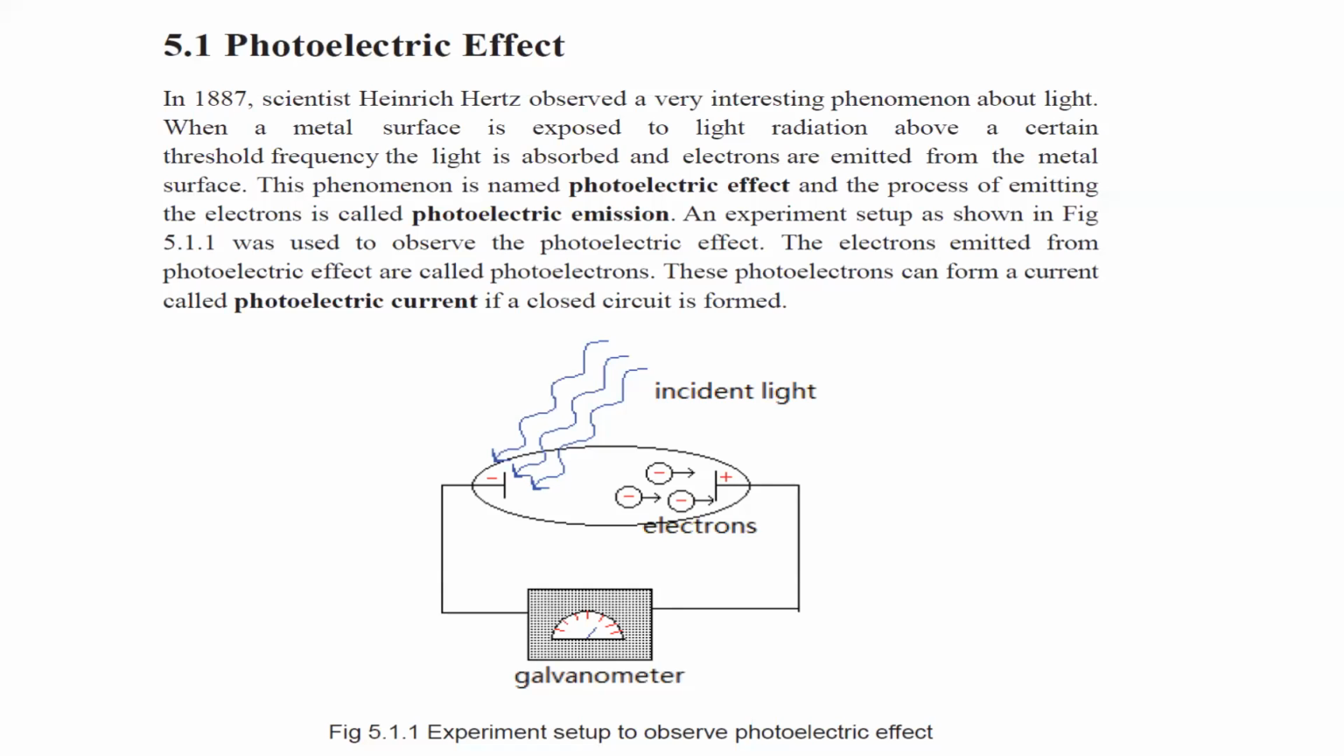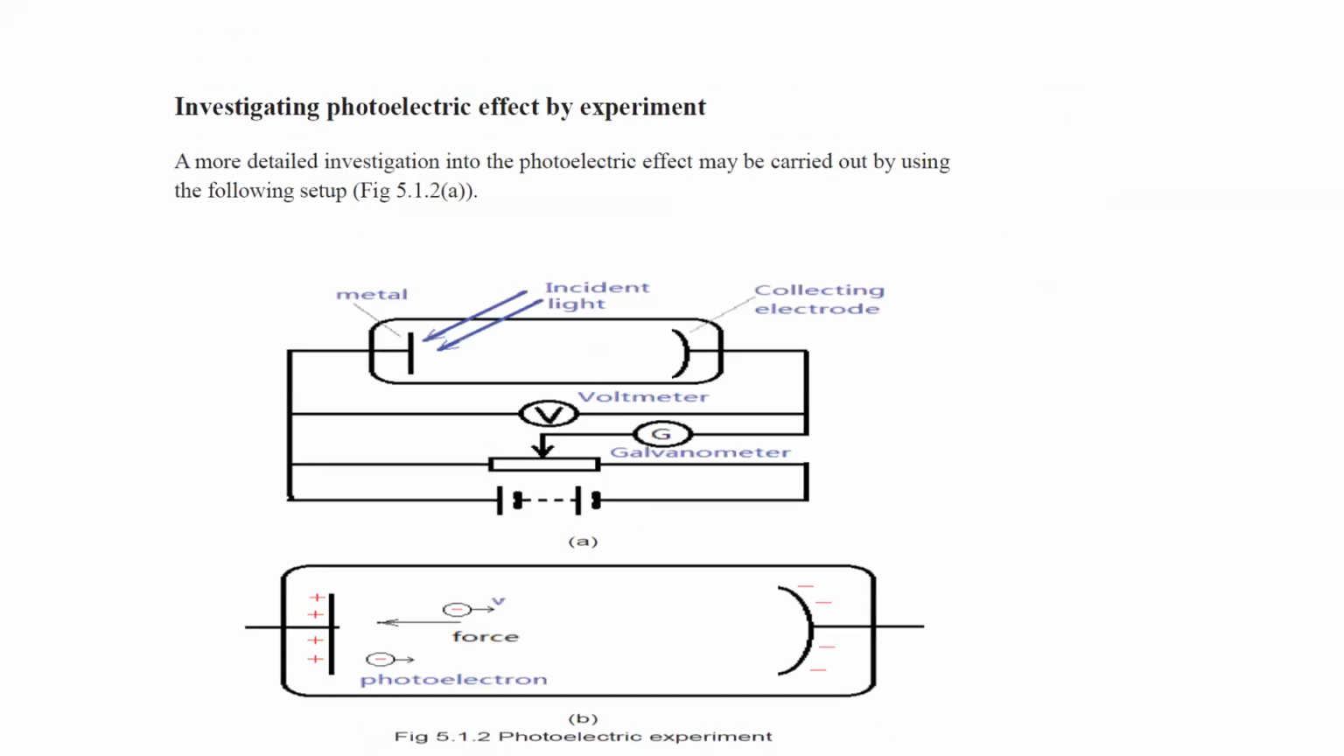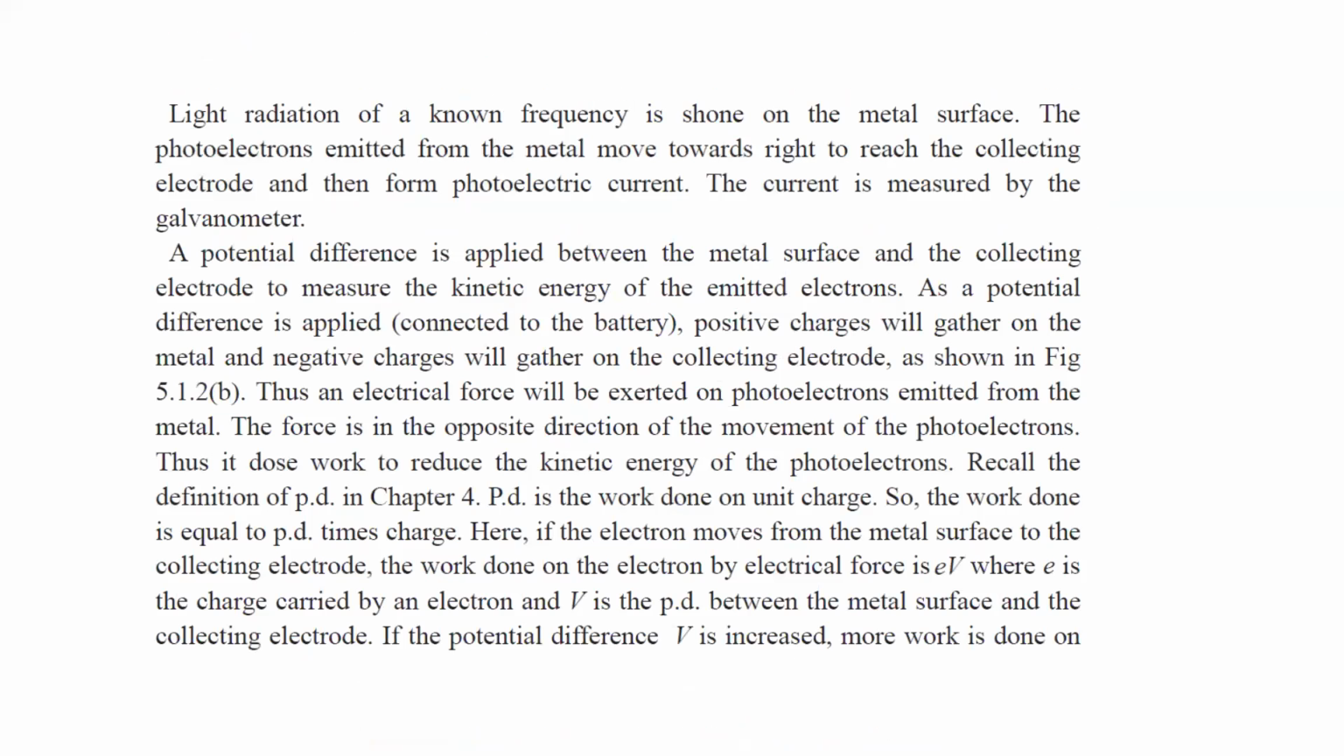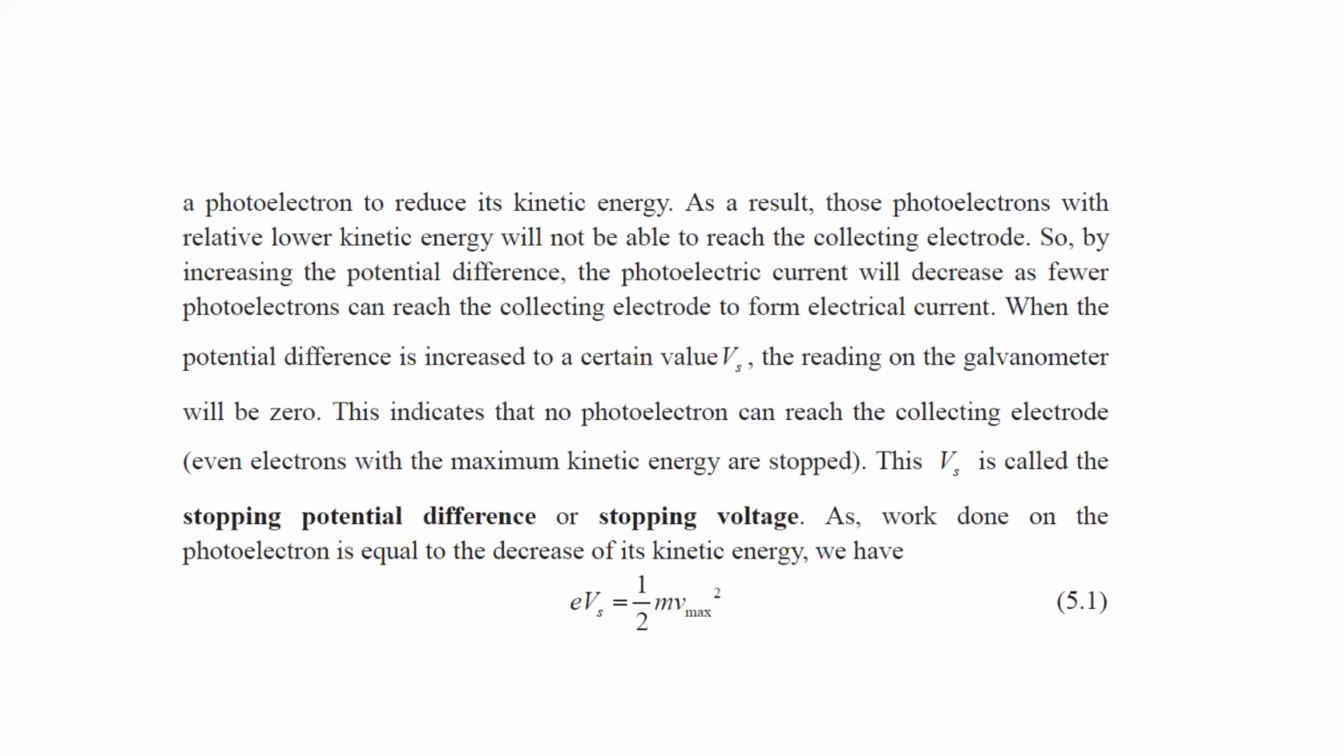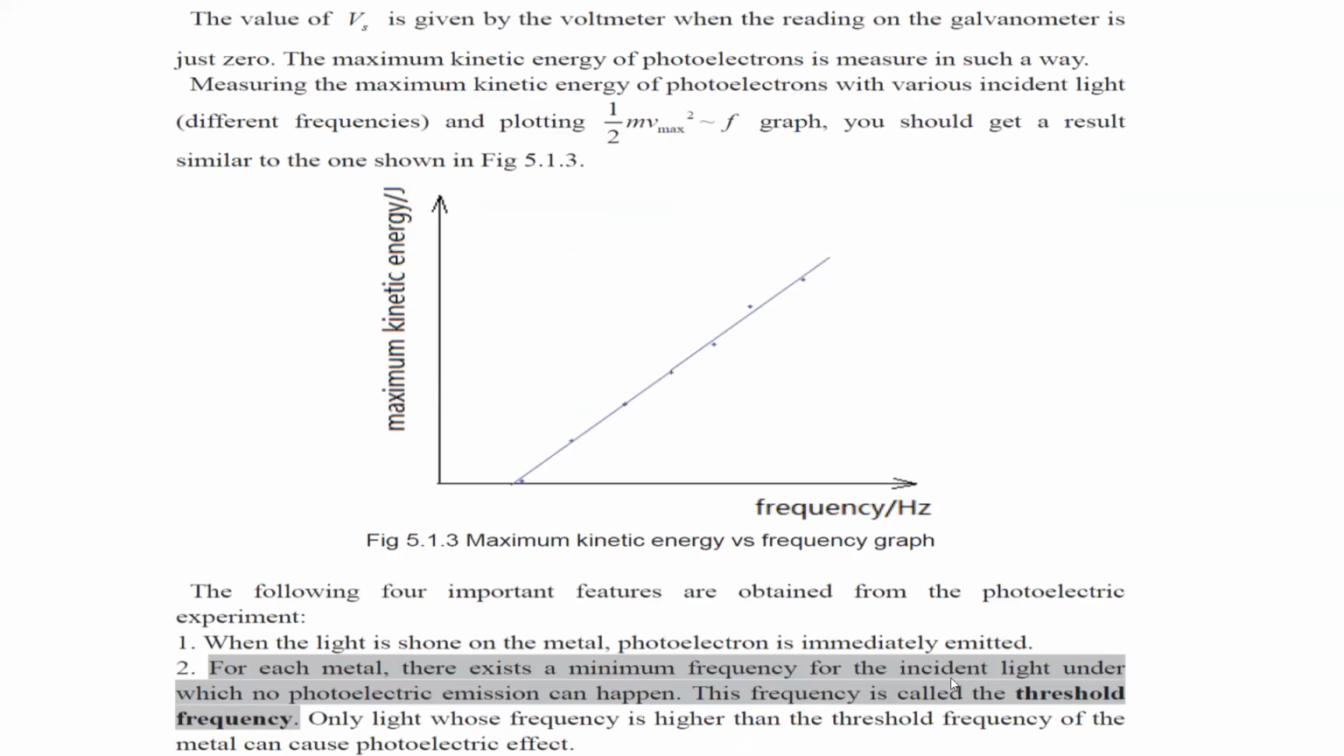So the photoelectric effect is when light falls on a metal and removes electrons, and the electrons move from one plate to another. We call that the photoelectric effect. The voltage which stops these electrons from moving is known as the stopping voltage. Stopping voltage is when kinetic energy equals electrical energy and the charged electrons are not able to move.